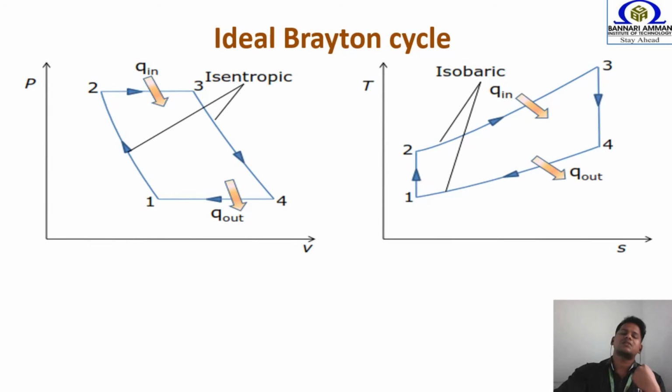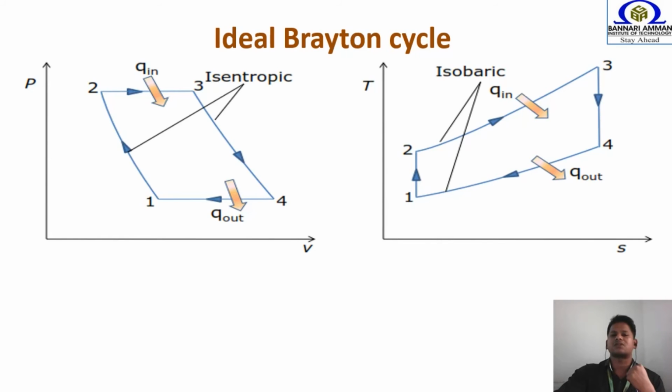Third one is about isentropic expansion, and the last one is about isobaric heat rejection. Right. So in the 1 to 2 process, you can see this in a TS diagram, right? It is an isentropic process. Entropy is constant. So isentropic compression. Second one is about isobaric heat addition.